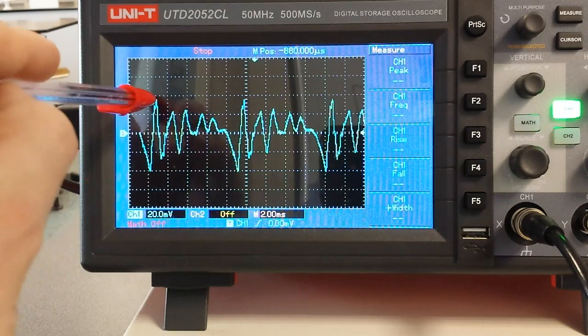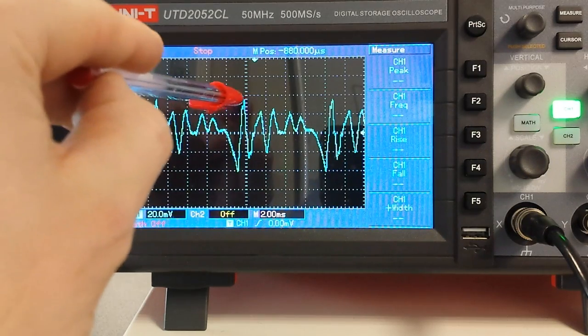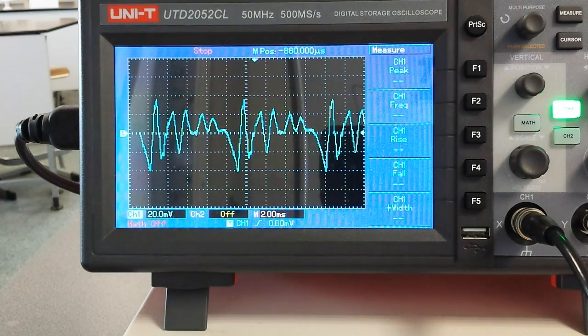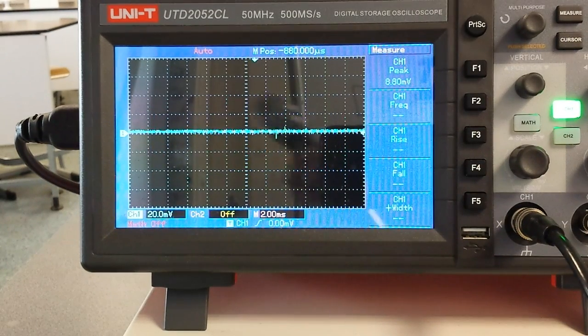We can see the waveform has a peak here, and a peak here, so it's a regular pattern. Now let's see what that looks like for real. So we're going to unfreeze the oscilloscope and I'm going to make a couple of sounds.